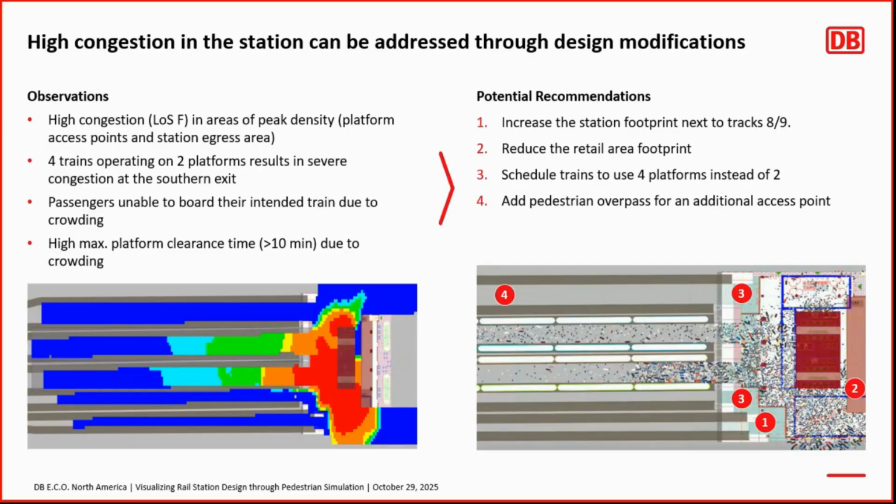So the takeaways from that, basically, we were able to make a few recommendations, including increasing the station footprint in the bottom portion where that bottleneck was centralized. Reduce the retail area footprint, which is labeled with the number 2 on the right side, to just open up the access and egress area. We also recommended scheduling trains to use 4 platforms instead of 2 here to spread out the passengers. And then finally, further down the tracks to add another pedestrian overpass, again, to spread out passengers for an additional access point.